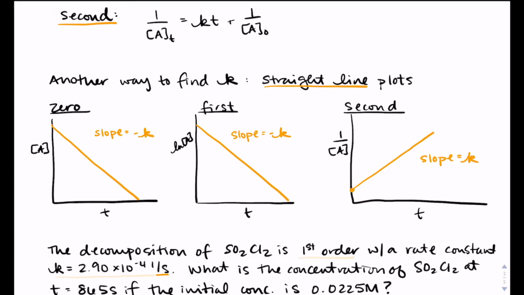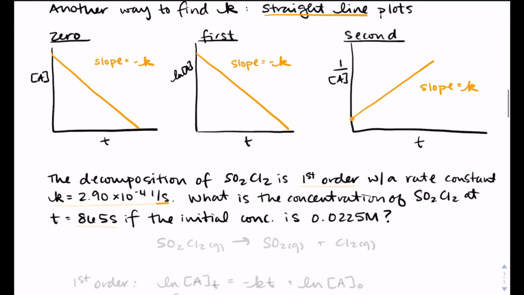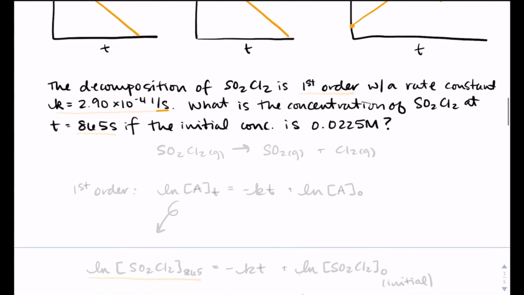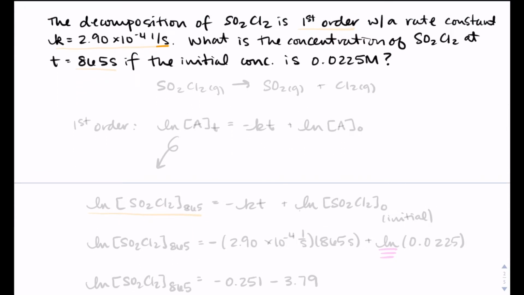All right, so how do we even use this information? The way that we will use it is like in this example. We have the decomposition of a molecule. That decomposition is first order, and we're given the rate constant. And we are asked, what is the concentration of SO2Cl2 at time equals 865 seconds if the initial concentration is 0.0225 molar?